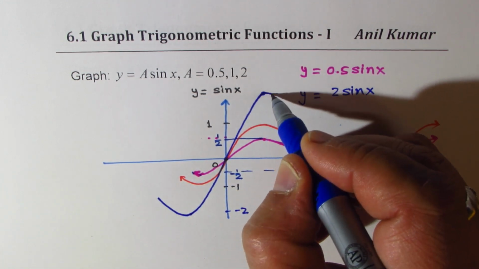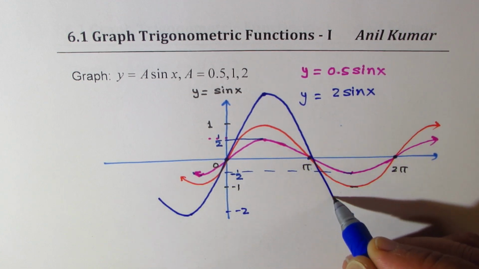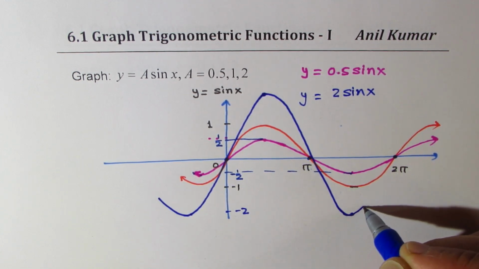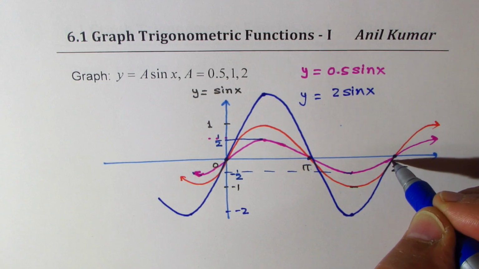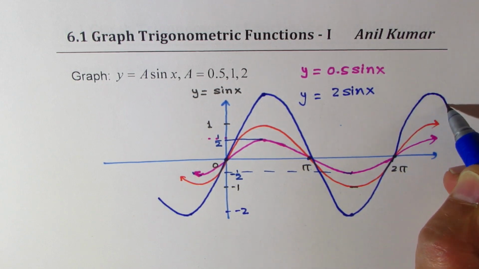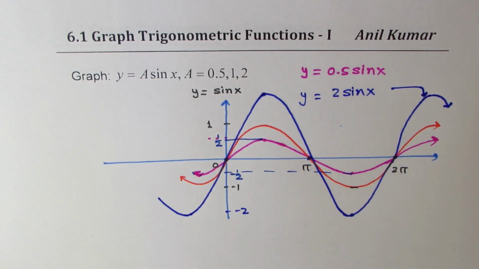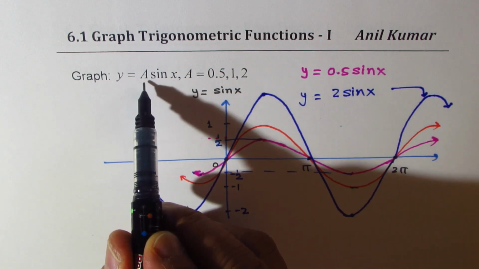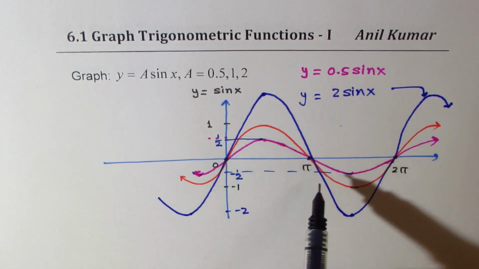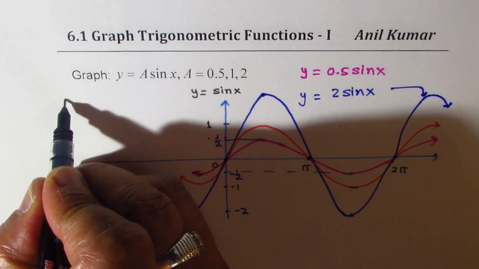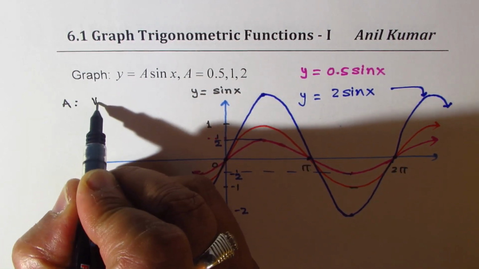So these are rough sketches, but they give you a fairly good idea about what we are getting into, right? So kind of like this. So this is the graph for y equals 2 sine x. So what we see here clearly is that A is the amplitude, and it really gives the value as vertical stretch.